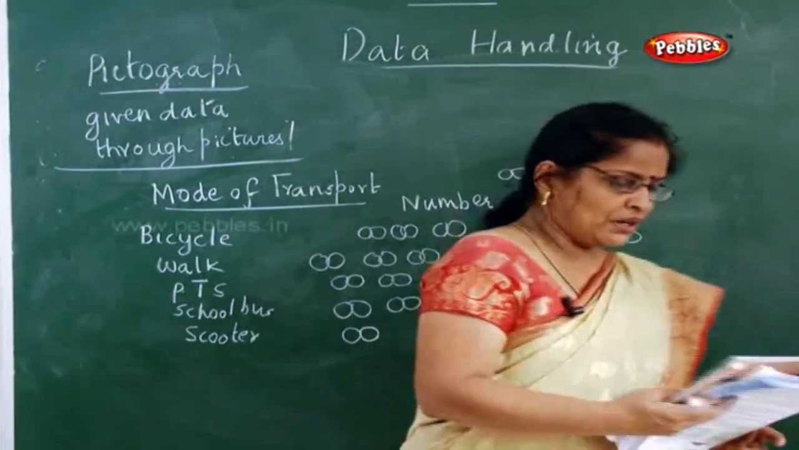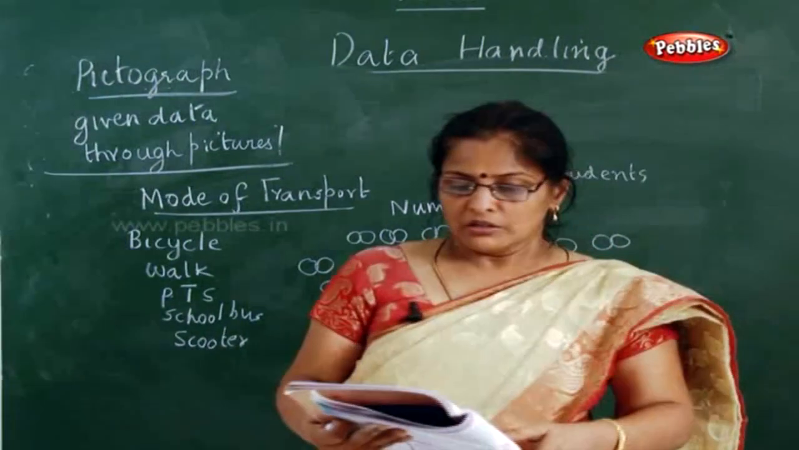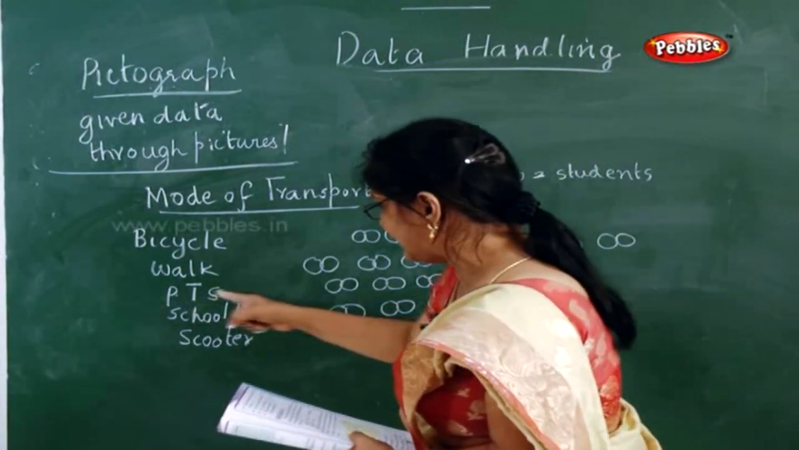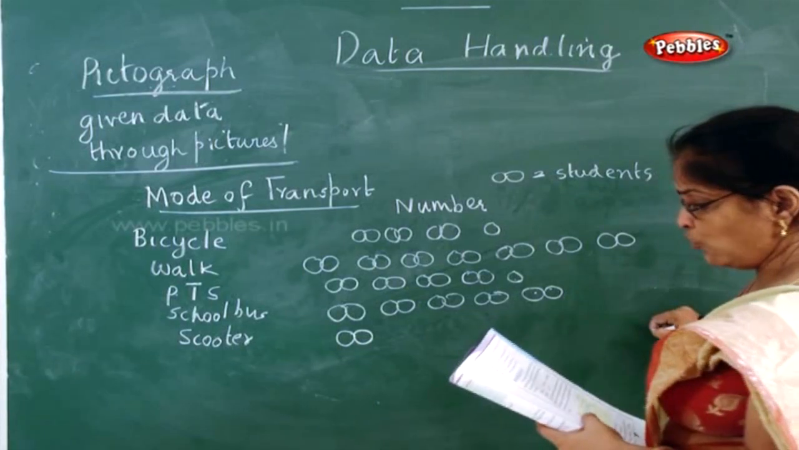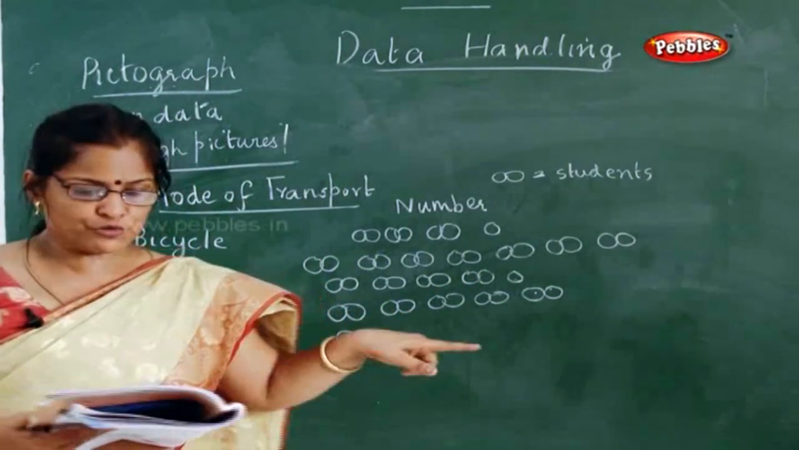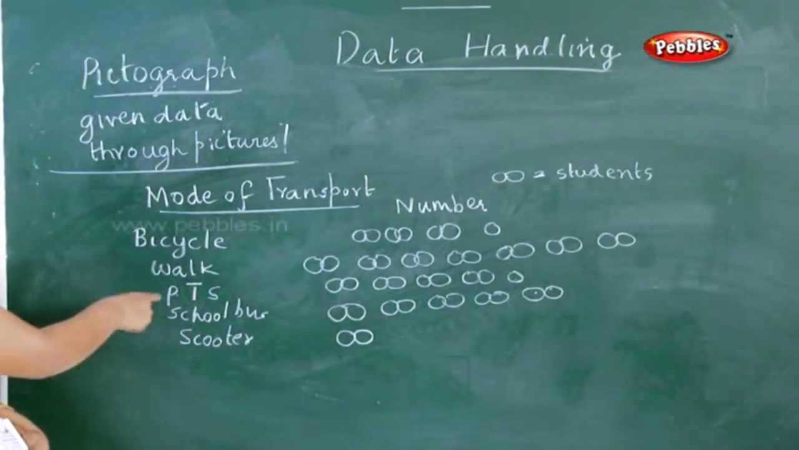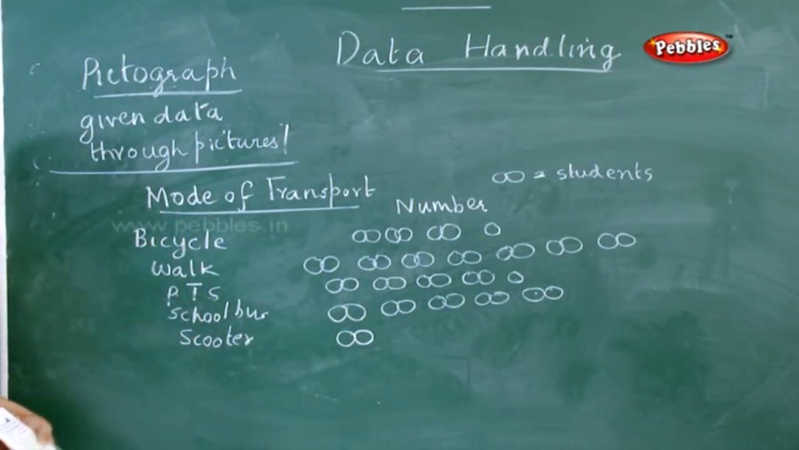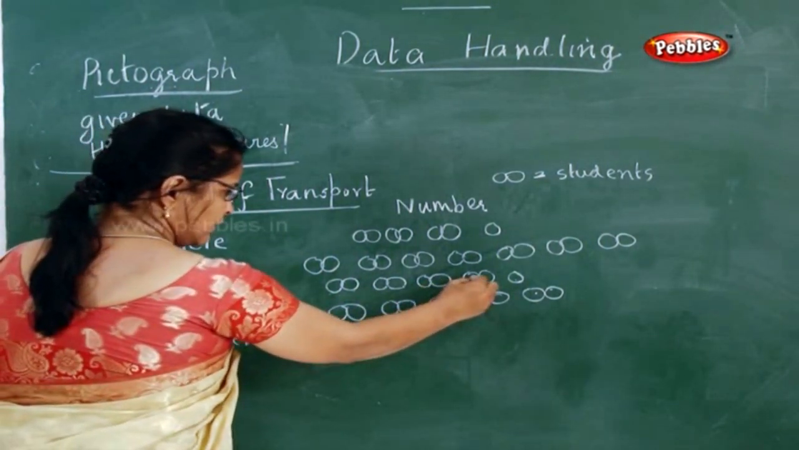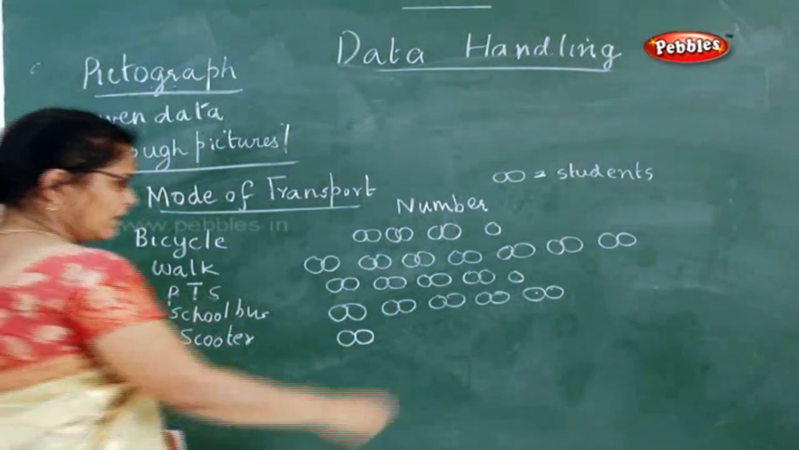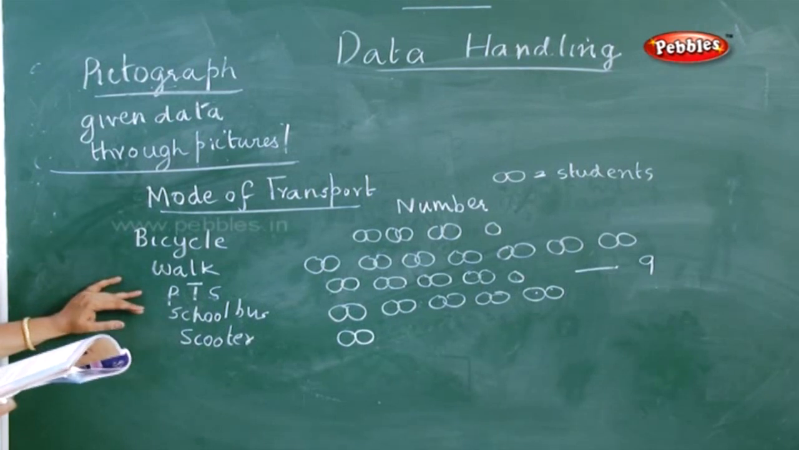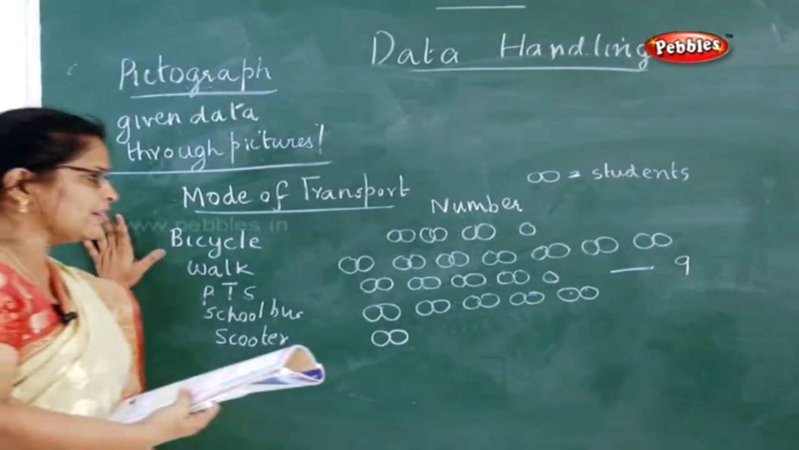Now what is the first question they've asked? The number of students who commute by PTS, that is the public transport system. Now tell me how many are there? See, 2, 4, 6, 8, how many? It is 9. So it is public transport system. 9 students commuted by the public transport system.